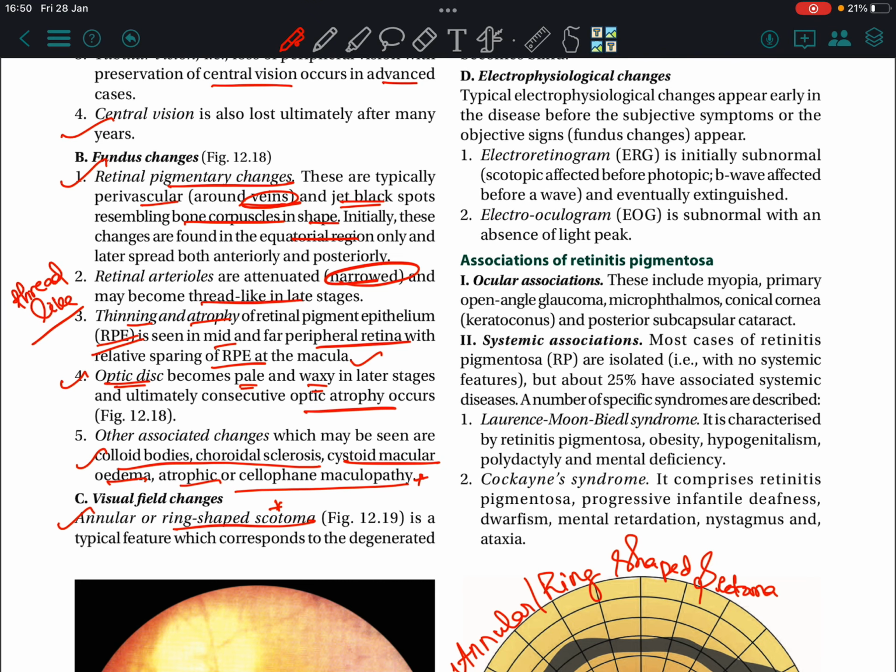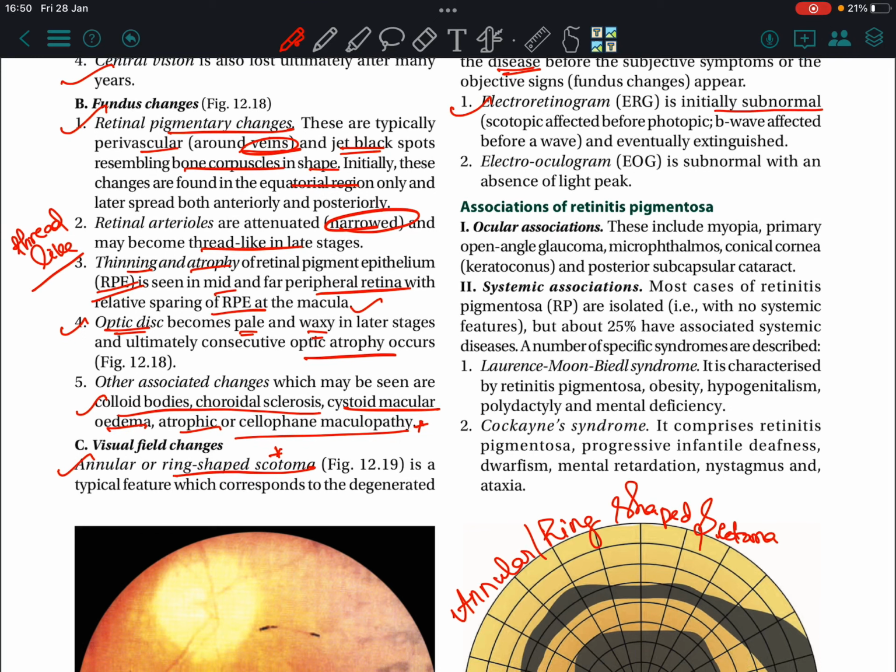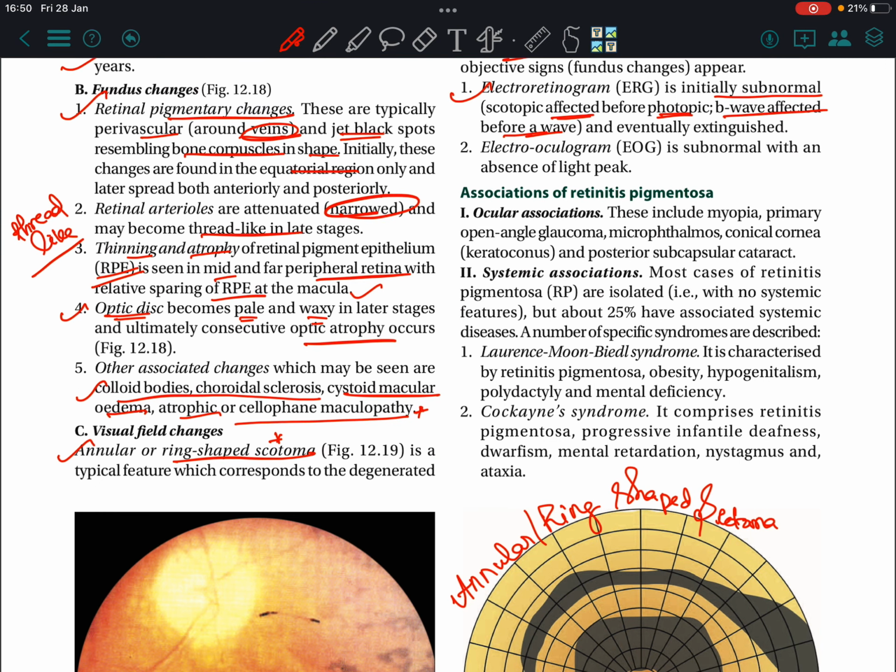Electrophysiological changes: typical electrophysiological changes appear early in the disease, before subjective symptoms appear. The electroretinogram is initially subnormal, with scotopic affected before photopic. The B wave is affected before the A wave, and is eventually extinguished. The electrooculogram is abnormal, with absence of the light peak.